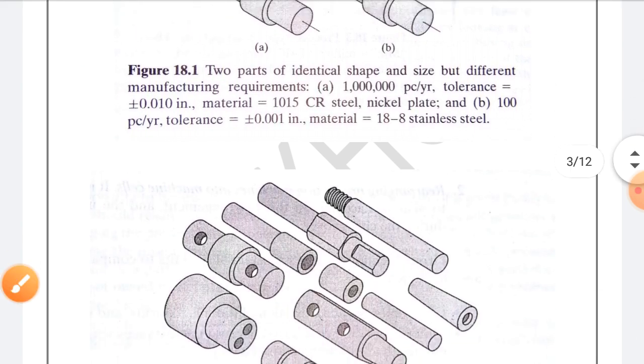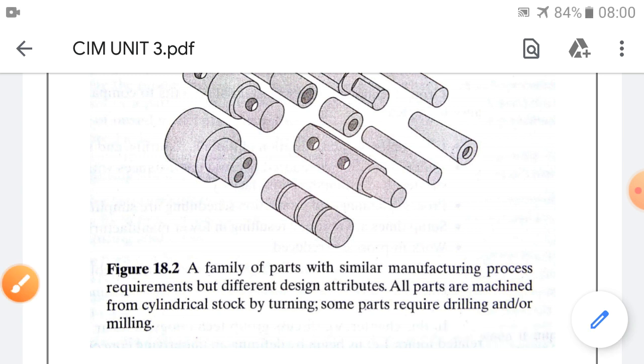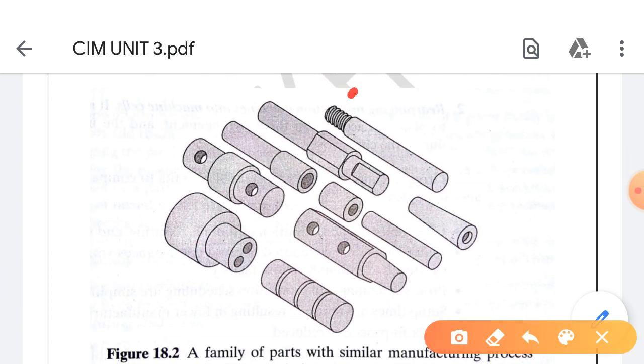One more example is given. See this figure. These components require a similar manufacturing process, but are different in design attributes. The manufacturing process is the same. Step turning is there, and after that a hole is required on the milling machine, but the design is different. The length is different, some have a taper, and some have holes in different positions. Here a thread is there, in this two holes are there, boring is there. In this, outside two diameters, a section cutting is there. It is a taper.